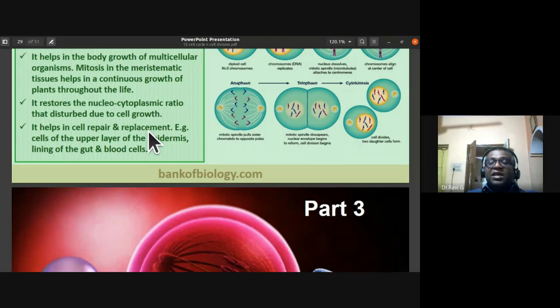I told you the healing process in us, whenever there is an injury or wound or cut of skin, it is by the mitotic process. So mitosis helps in cell repair and replacement. Example, cells of the upper layer of the epidermis, lining of the gut, and blood cells. The dead and worn out cells are replaced by new cells by the process of mitotic cell division.